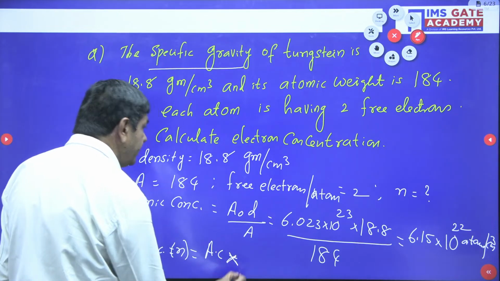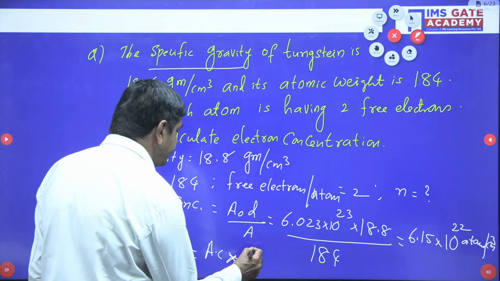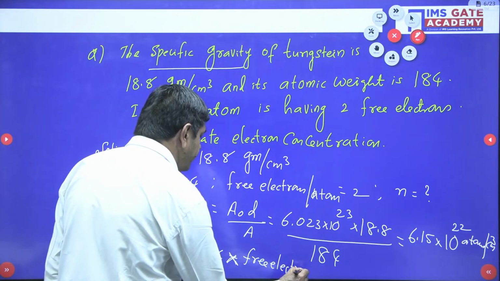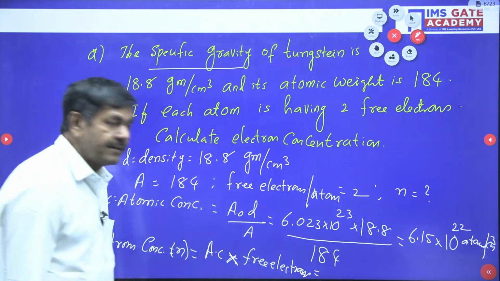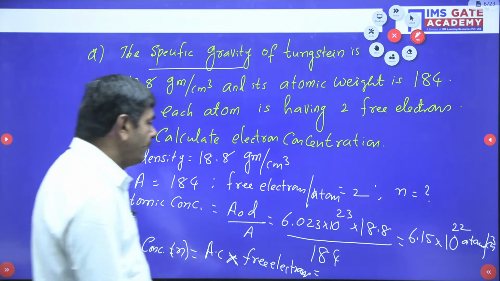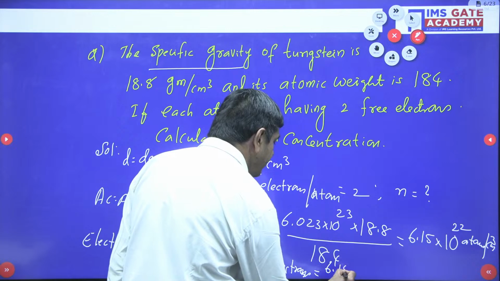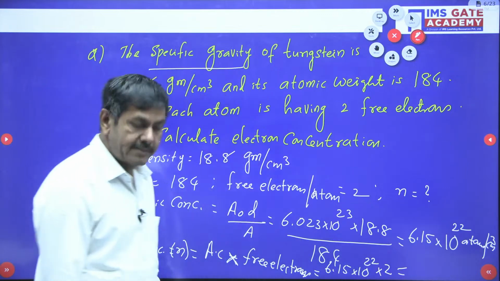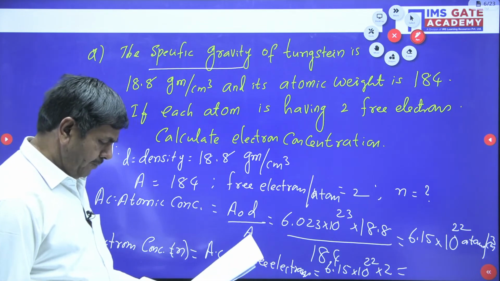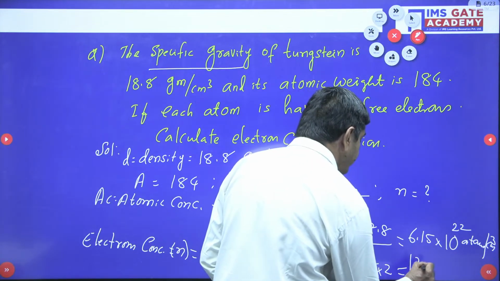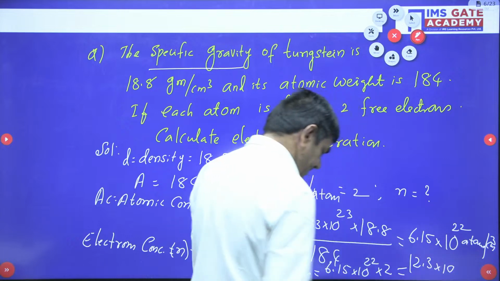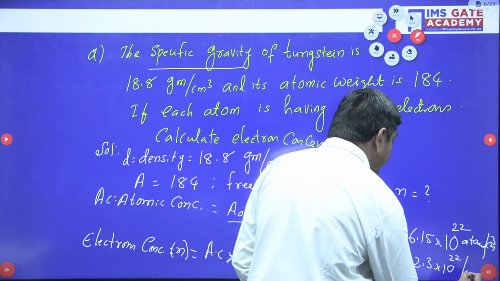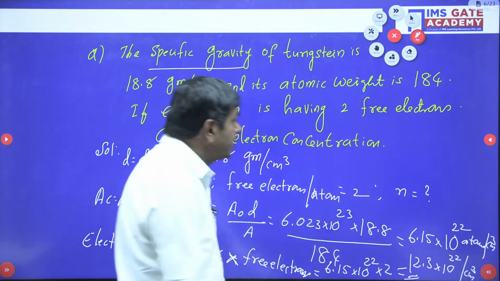free electrons per atom. The atomic concentration I got as 6.15 into 10 power 22. Free electrons are 2. Multiply that, and finally you are going to get 12.3 into 10 power 22 per cm cube. This is the solution for this question.